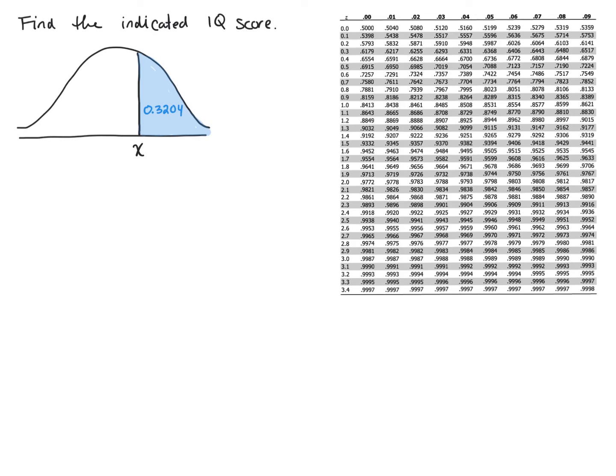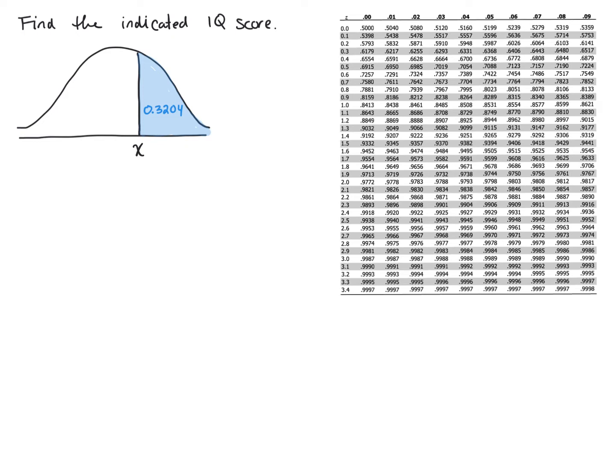Let's take a look at how to find a specific value when we know the area. So in this particular problem, first of all, we're told that IQ scores are normally distributed. So knowing that the IQ scores are normally distributed, we can draw this bell-shaped curve, which for this specific question, they've already given you the graph of the curve.